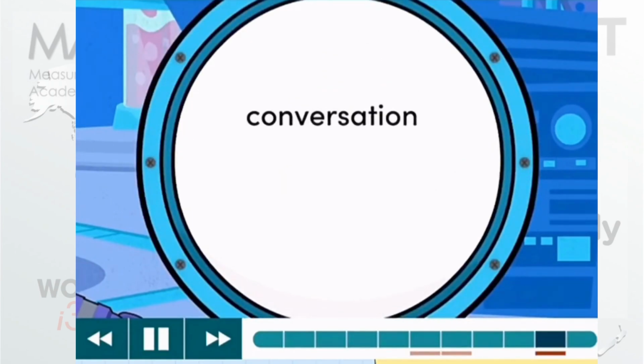I'd like to talk about another word. I know the suffix A-T-I-O-N, and that lets me see the base word. It's converse. And once again, it's missing the silent E. The suffix A-T-I-O-N means act of or process of, and converse means to talk. So, conversation means the act of talking.